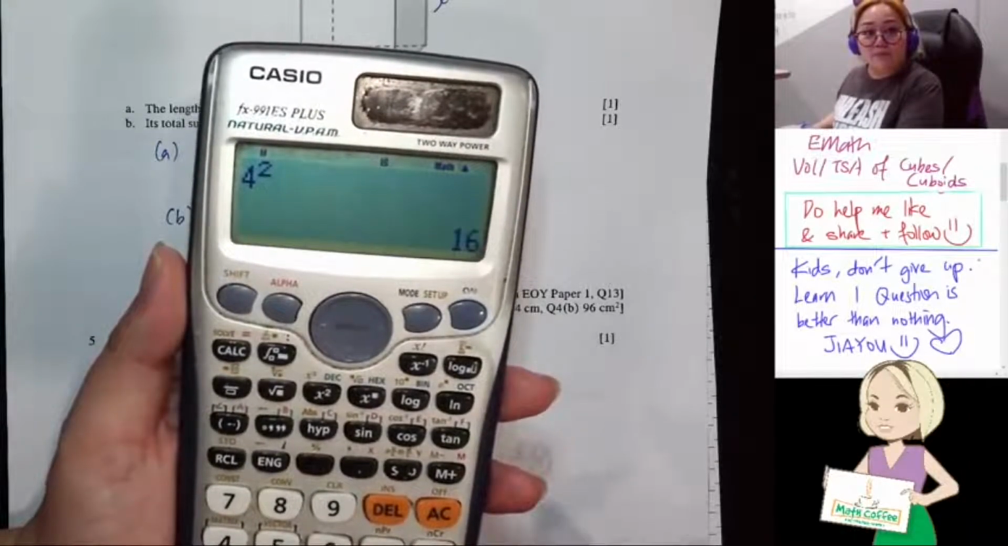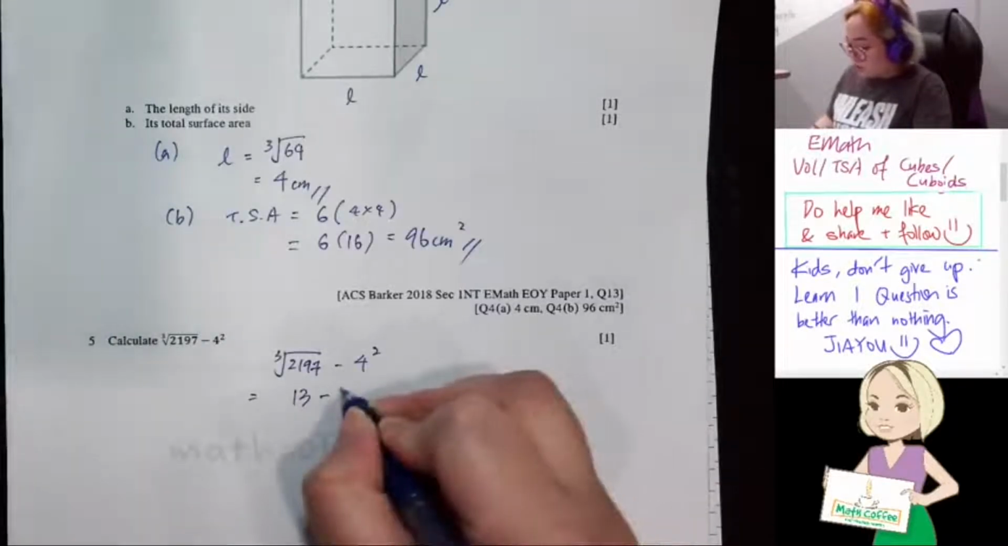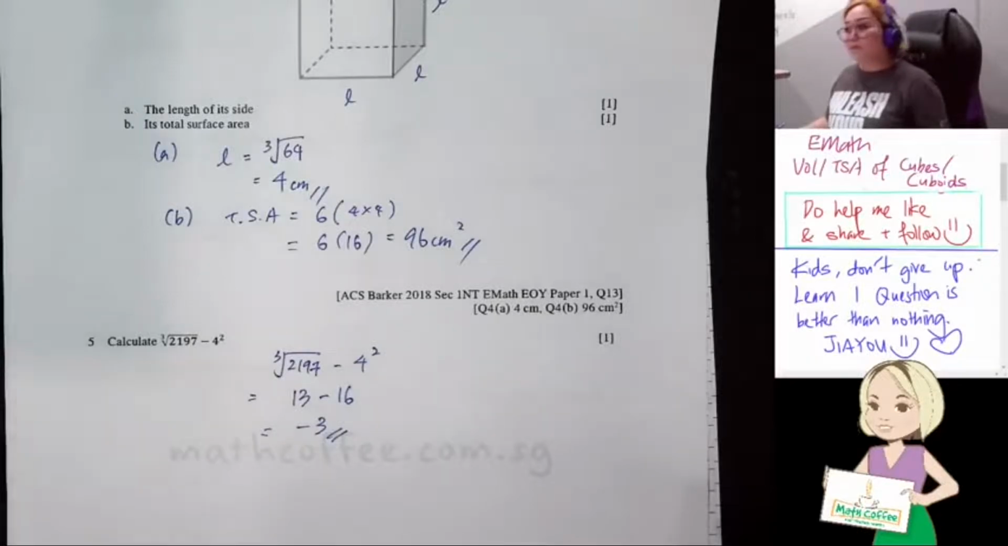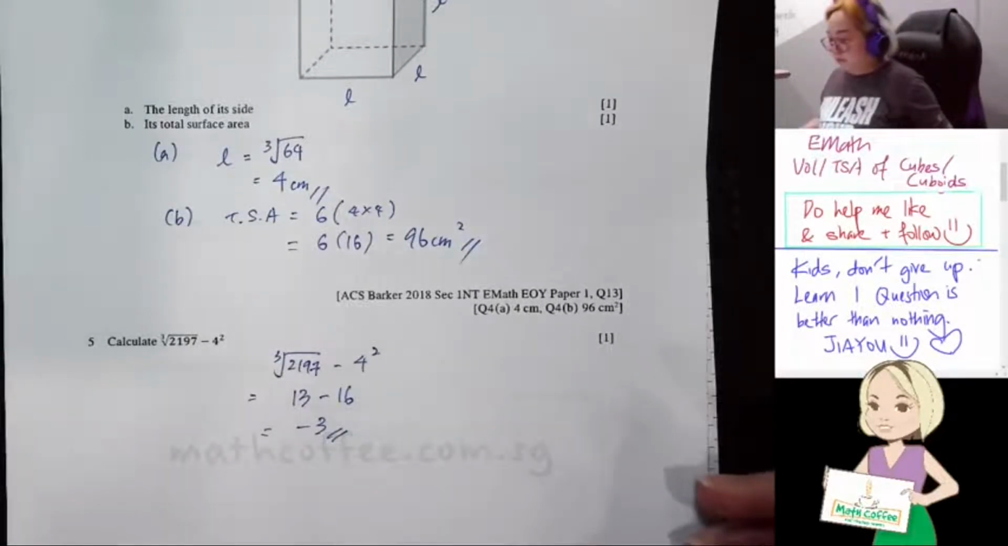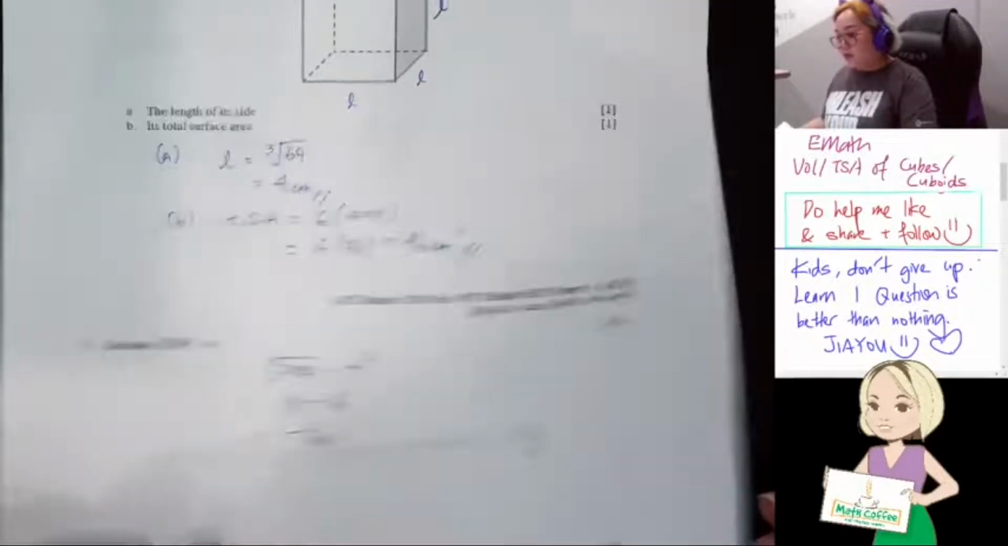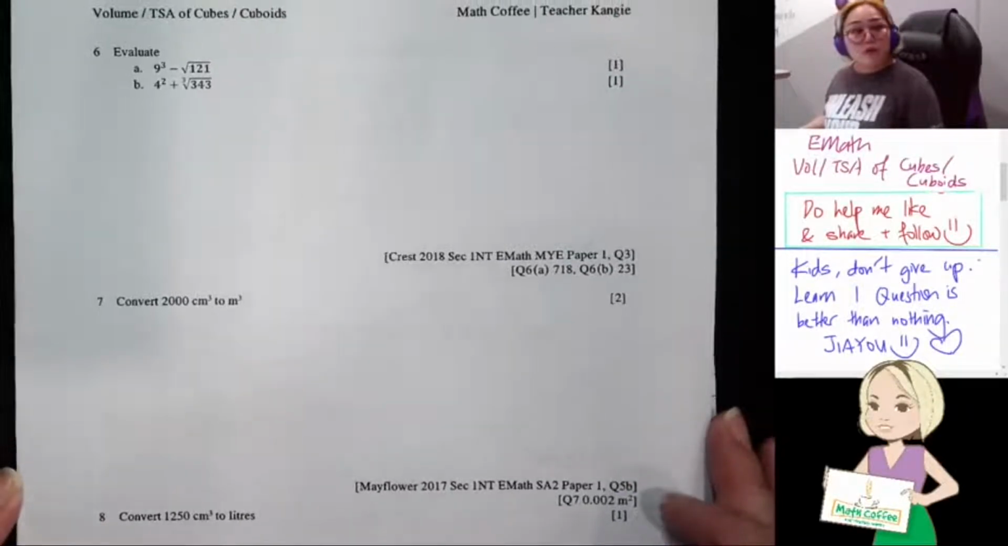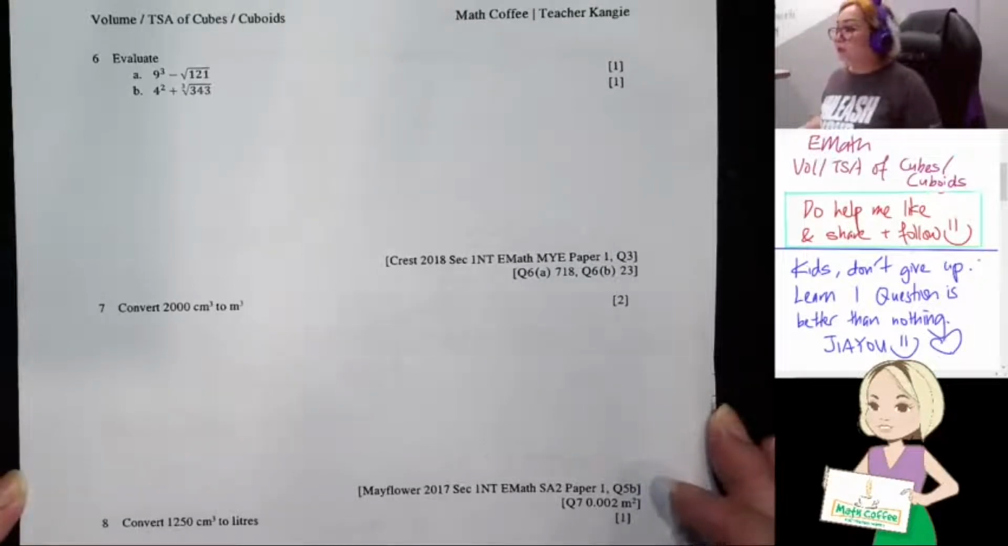So 4 squared is 16, of course. So it's 13 minus 16, so we get negative 3. Okay? Yep, we are halfway through. So now it's more on using the calculator.